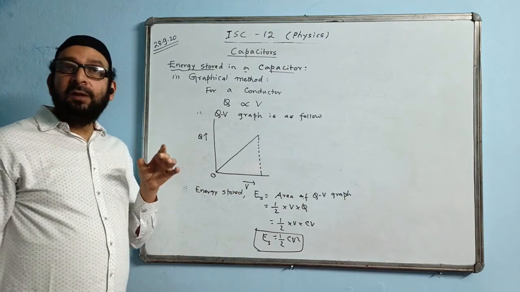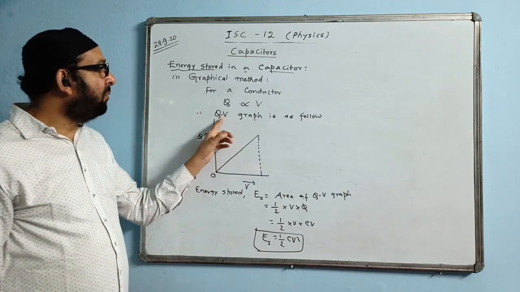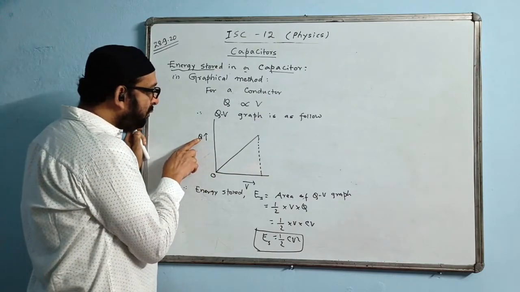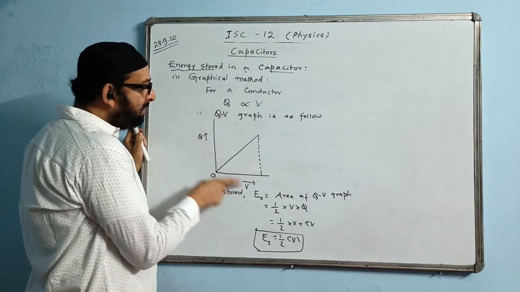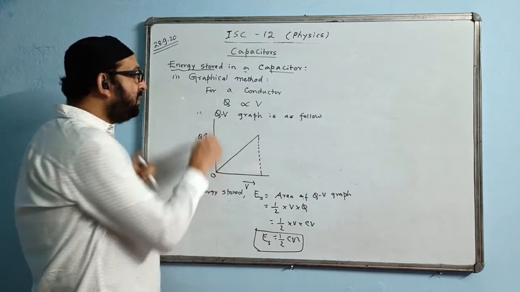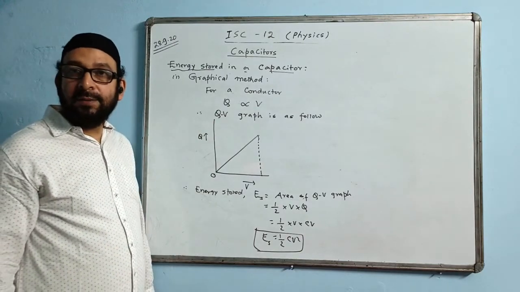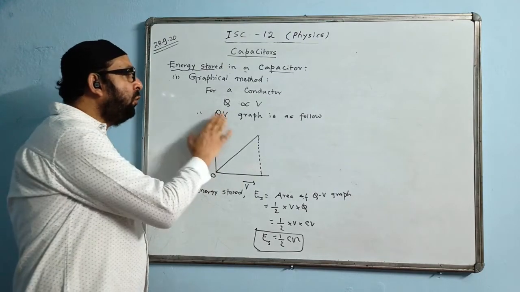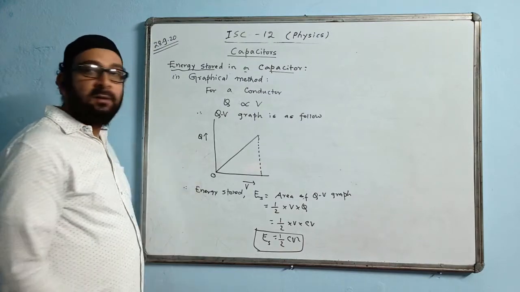But whether slope will give you any physical quantity or not, that you have got to check. What does the slope of the QV graph represent? Slope, you have to divide, and area, you have to multiply. Q upon V, what does it give? Q upon V will give the value of capacitance. That means the slope of the QV graph determines the capacitance of the conductor. Even a question may come, what does the slope of the QV graph represent? The answer is, it represents capacitance.